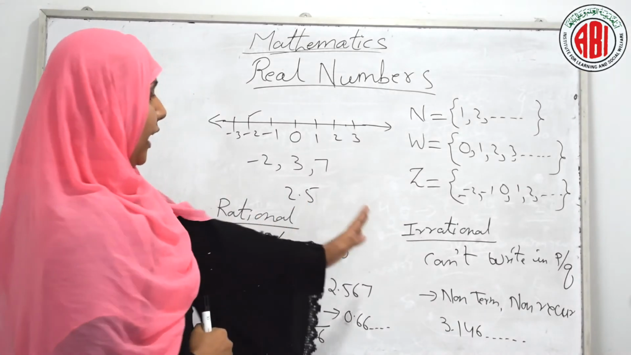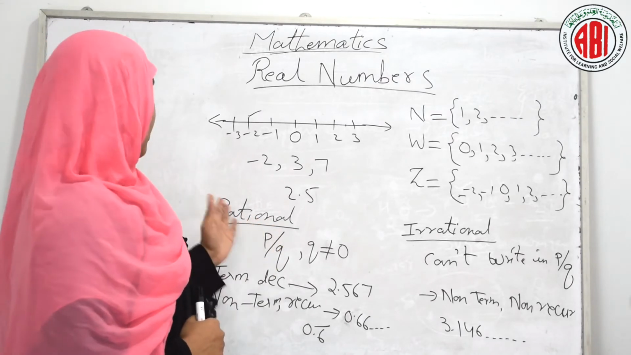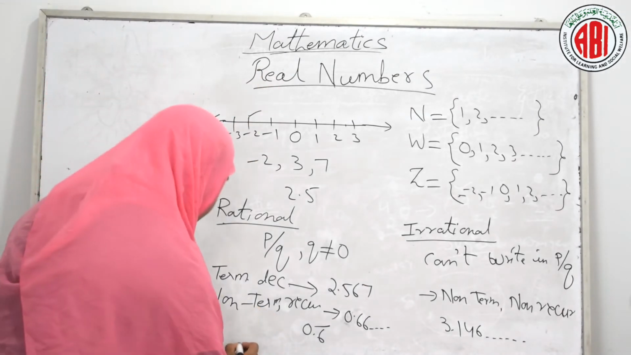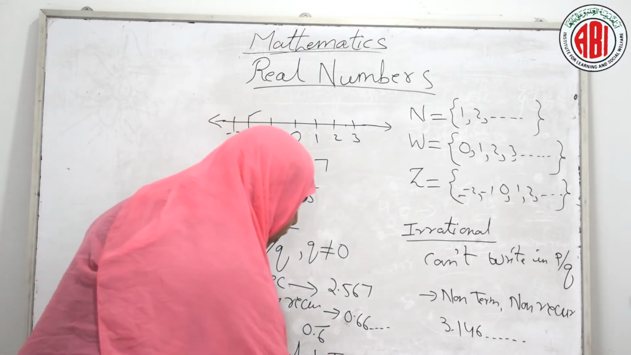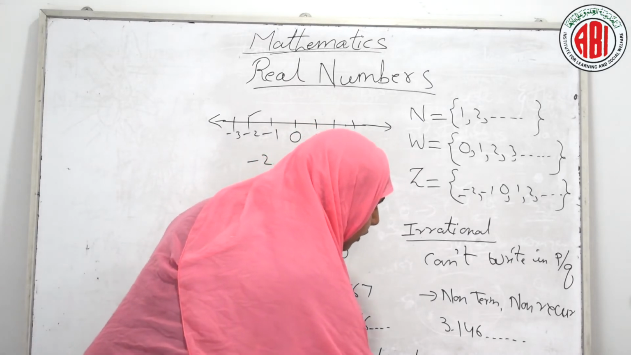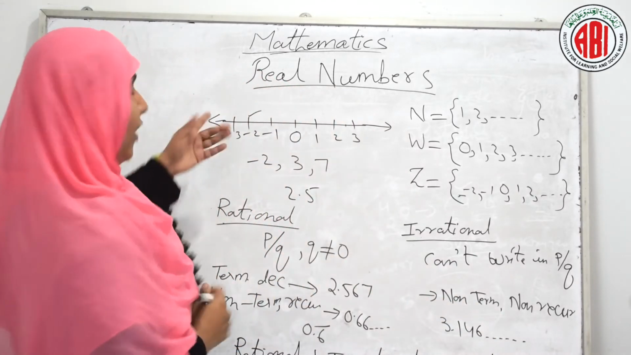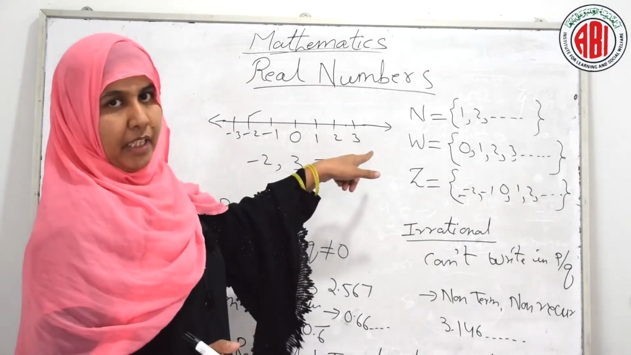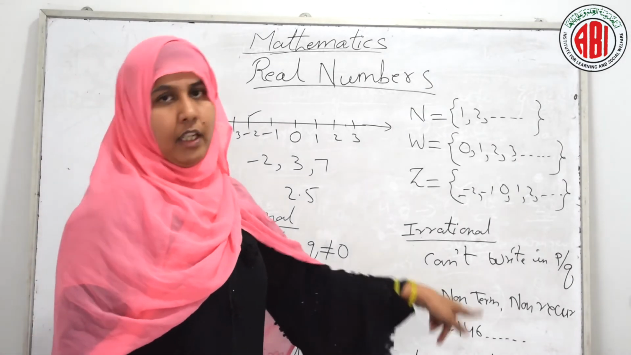So rational and irrational numbers are together. Why am I teaching about rational and irrational? Because rational and irrational together are also called real numbers. We have one more definition of real number. First definition: any number that can be written on the number line is called a real number. One more definition: rational and irrational together is also called a real number.